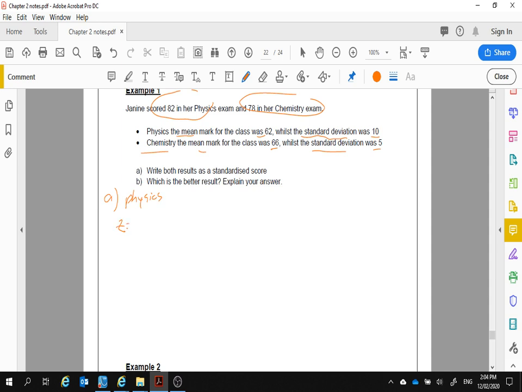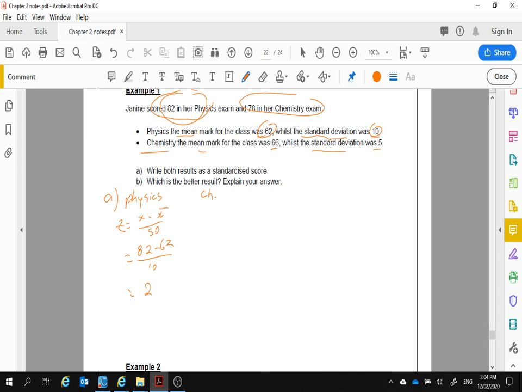So the z-score, the standard score, is the actual score minus the mean divided by the standard deviation. The actual score for physics is 82. The mean for physics is 62. The standard deviation for physics is 10. So 82 minus 62 is 20. 20 divided by 10 is 2.